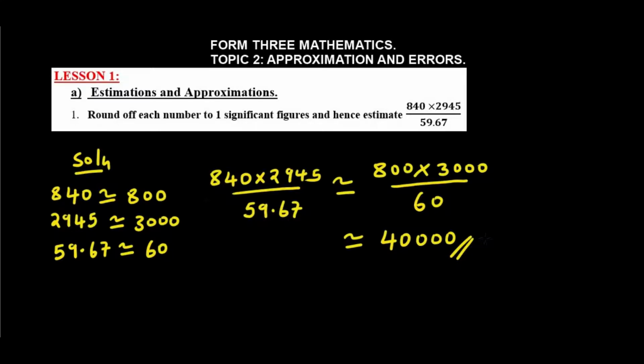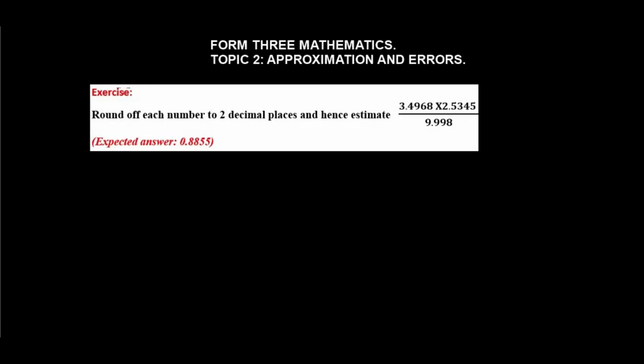So estimates are commonly used, especially when you want to carry out your calculations very fast. So you use rough estimates. Rough estimates you can get by rounding off to a given number of significant figures or decimal places. Next we have an exercise for you. Round off each number to 2 decimal places and hence estimate this. So try to work it out and see if you arrive at 0.8855.